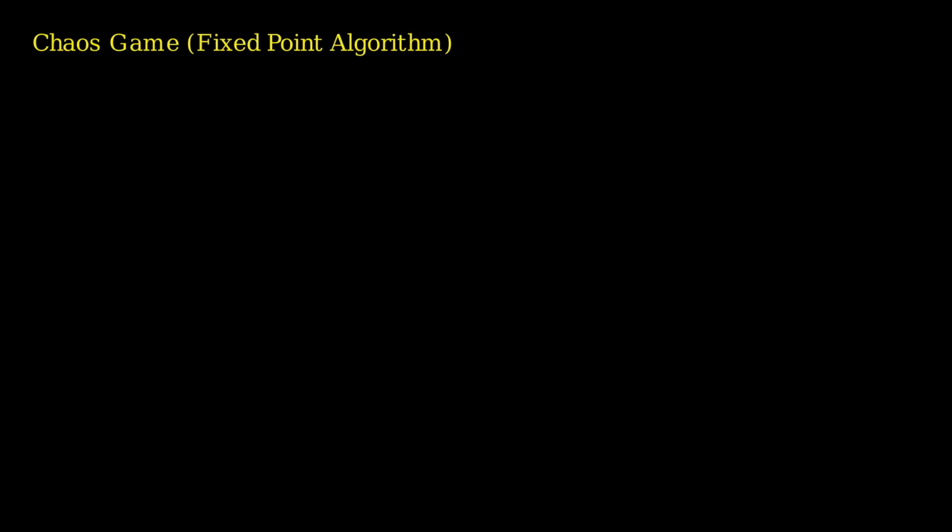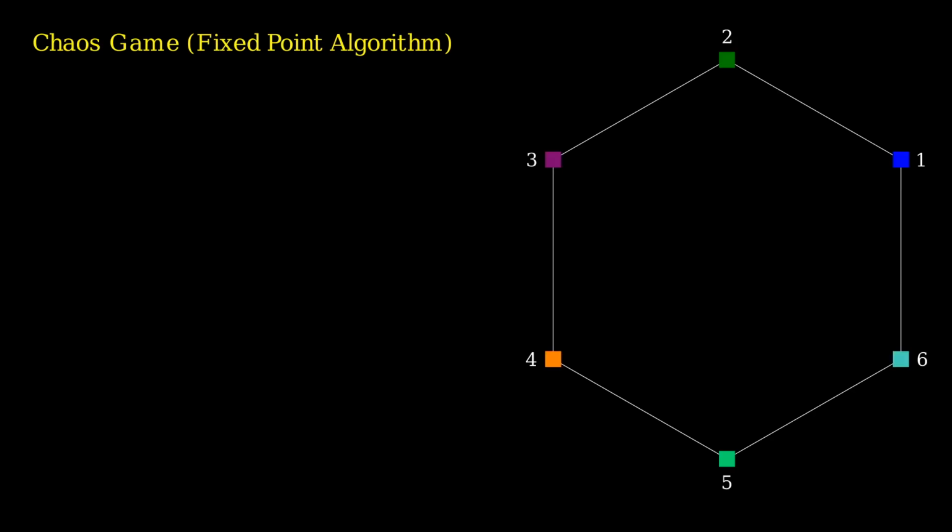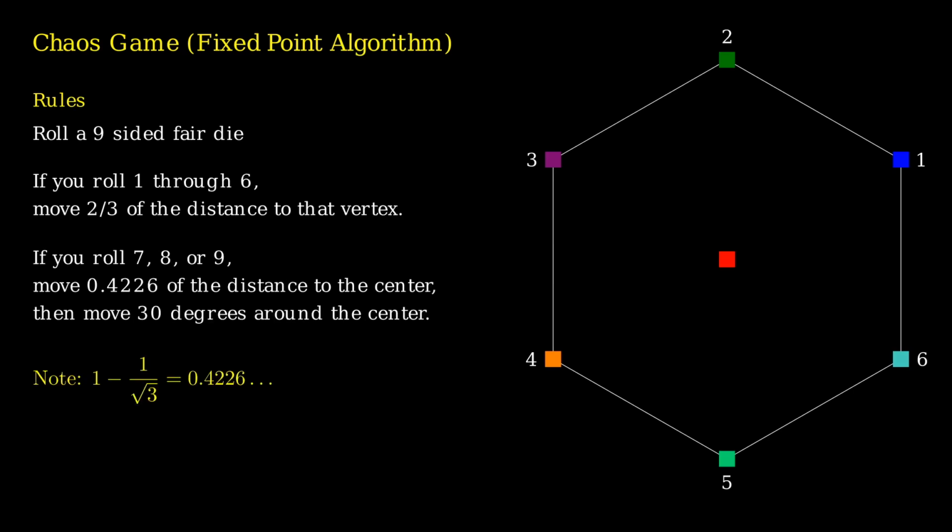Here is another way to play the chaos game for the Koch snowflake. Draw a regular hexagon and label the 6 vertices and the center of the hexagon. The rules of the game are given in terms of these 7 special points. Start with a random point near the center of the hexagon. Now roll the die. Here we have rolled a 2, so we move 2/3 of the distance to vertex 2. Now roll the die again. We rolled an 8, so we move 0.4226 of the distance to the center, then rotate 30 degrees around the center. Now continue playing the game to plot a few more points.